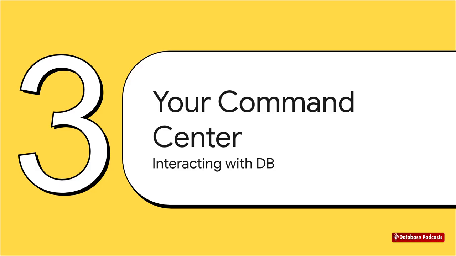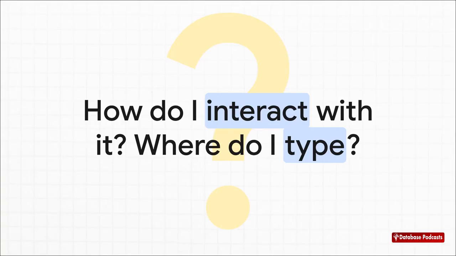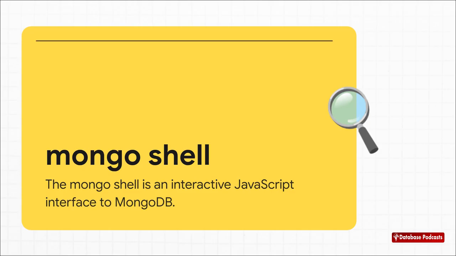Okay, so we've got the new lingo down, and we know what kinds of data we can store. So, how do we actually do anything? Let's get practical. Okay, this is all great in theory, but where do I put it all into practice? Where do I go to type my queries and run my commands? What's the command center for all this? Meet the Mongo shell. This is your home base, your command center for everything MongoDB. And the really cool part is that it's an interactive JavaScript interface. That means you can use the full power of JavaScript. We're talking variables, loops, functions, the whole shebang, to work with your data right from the command line.